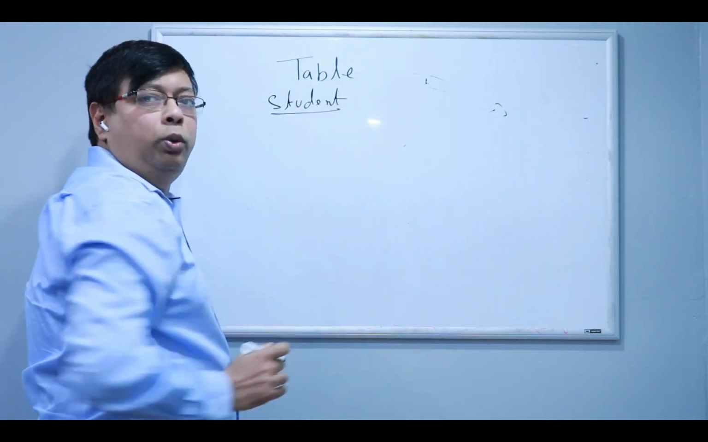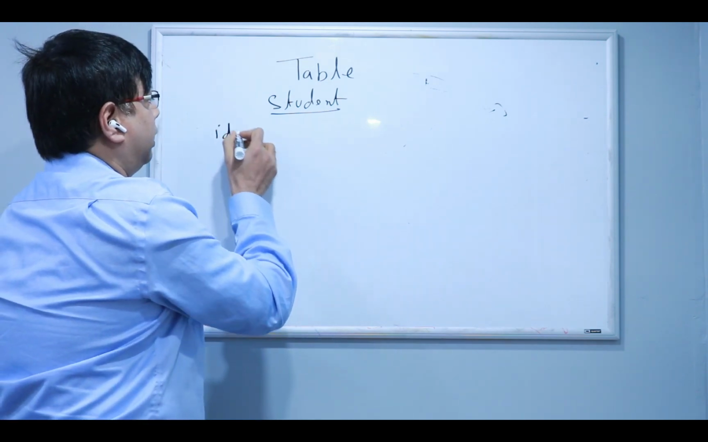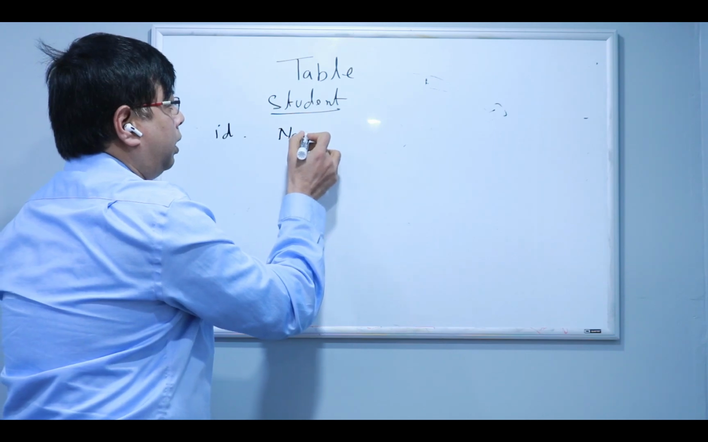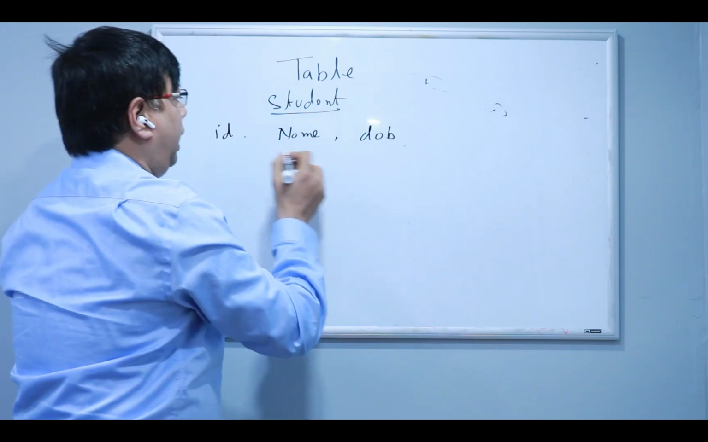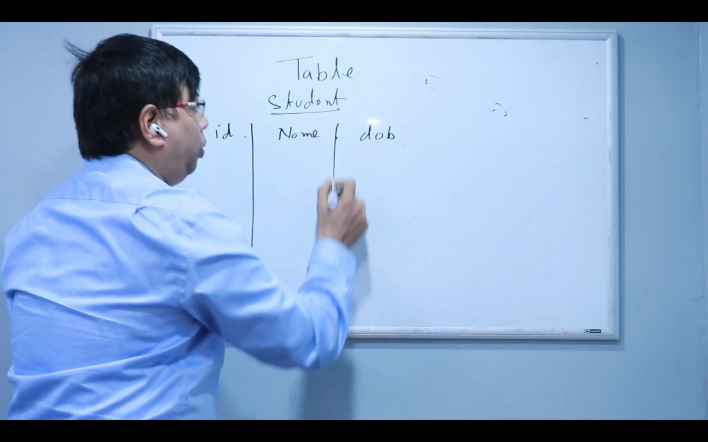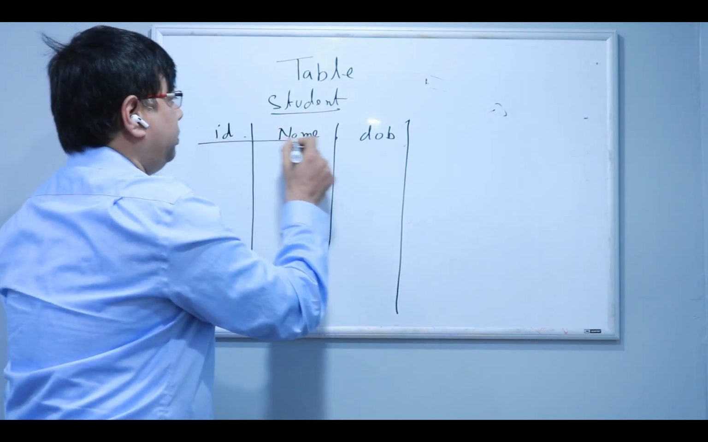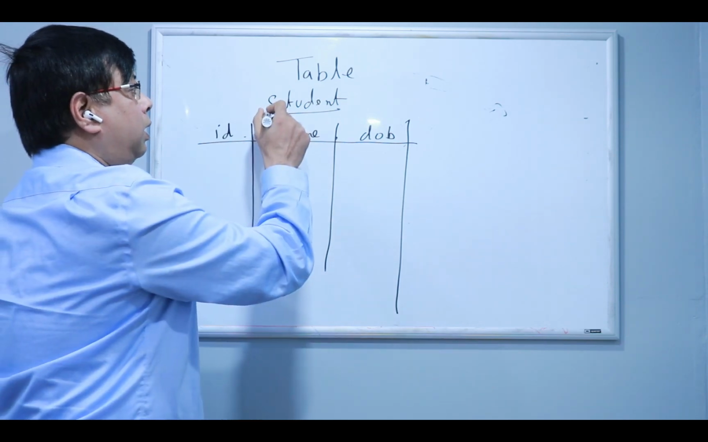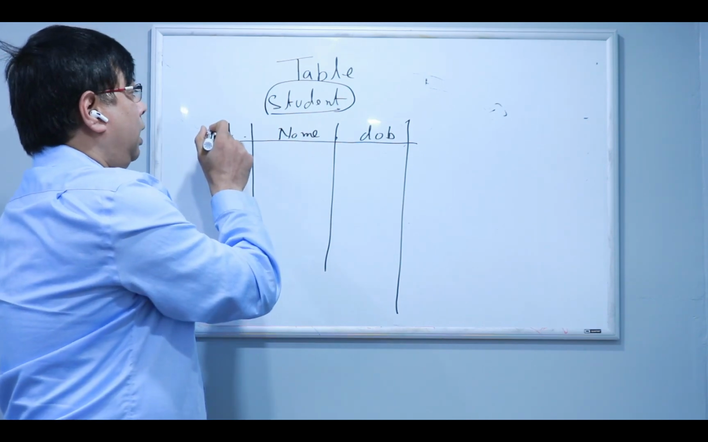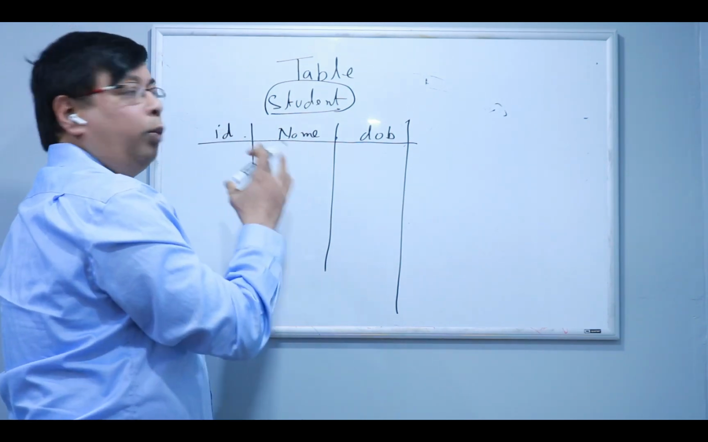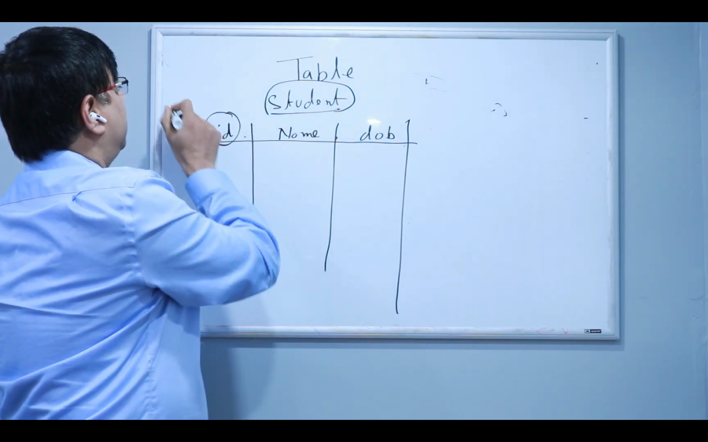student. Now this student table will have some properties like ID, then name, and then date of birth, etc. So now this becomes my table. What's the name of this table? Student. This student table has some information which tells the details about student. So these are called fields.